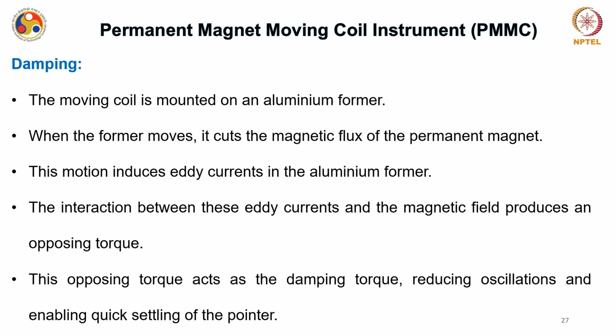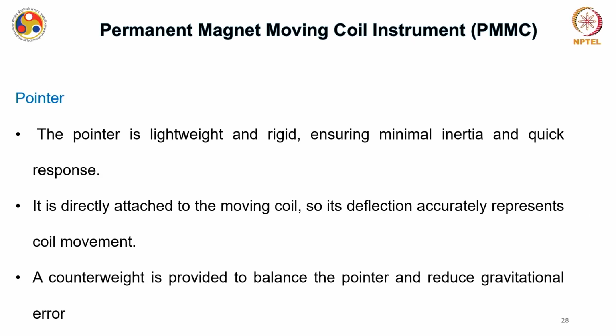Now, the interaction between these eddy currents and the magnetic field produces an opposite torque, and this opposing torque acts as a damping torque which reduces the oscillation and enables a quick settling of the pointer to its final position. Okay. Then the last component is a pointer and scale.